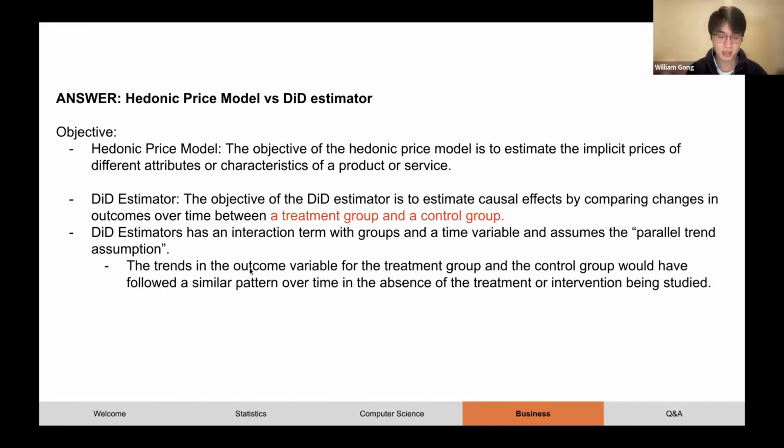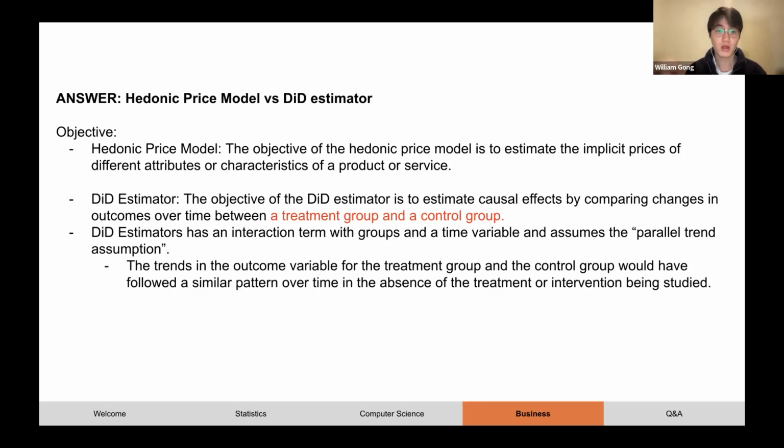So the objective and the main differences of a hedonic price model and a DID estimator. Number one, the very essence of a hedonic price model is representing the attributes of a particular thing. So with houses, let's say, we're creating a linear regression using the attributes of the house. The objective is to estimate the implicit prices of the different attributes. And our DID estimator is creating a control group and a treatment group.